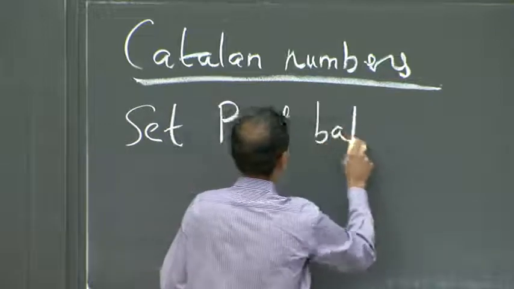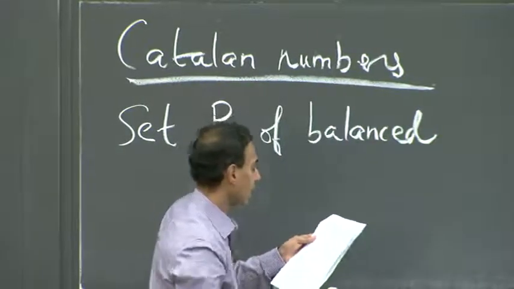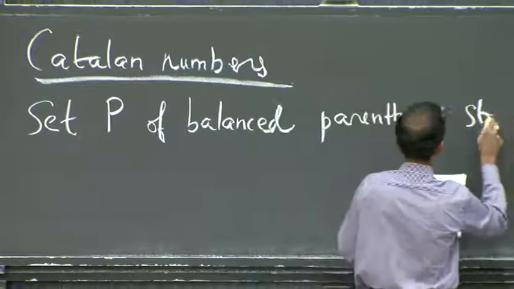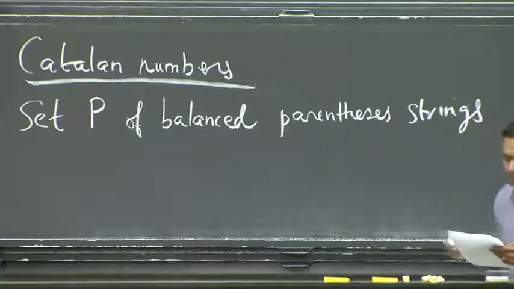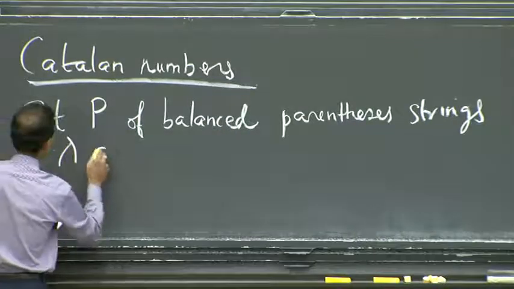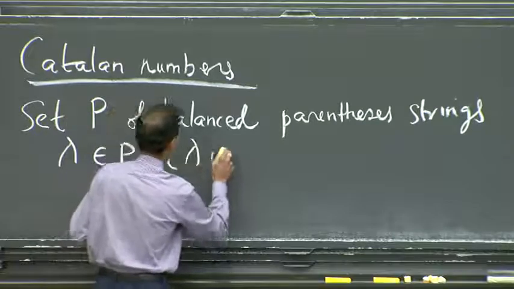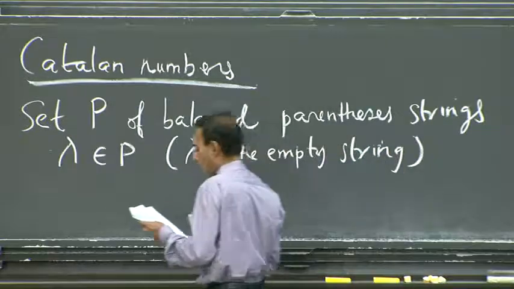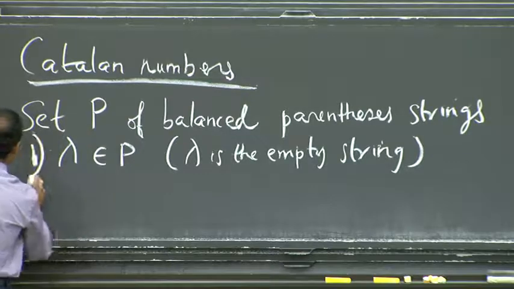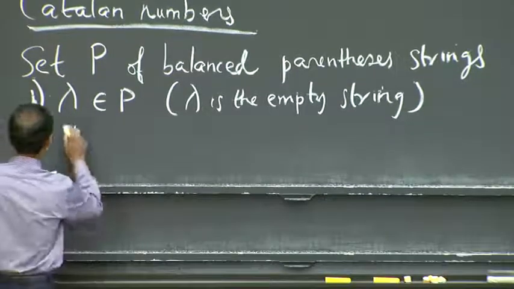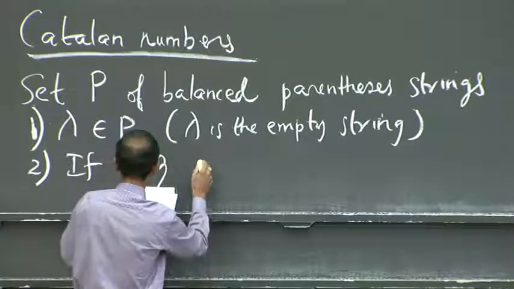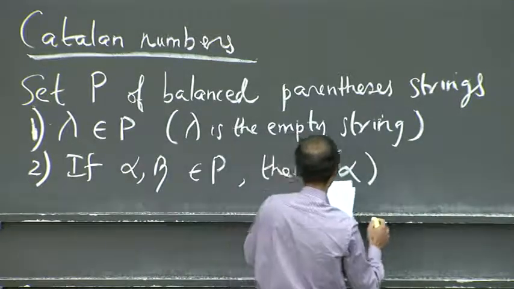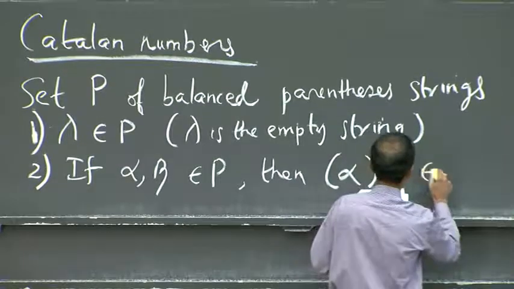You can think of them as representing the cardinality of the set P of balanced parentheses strings. And we're going to recursively define these strings as follows. We're going to have lambda belonging to P, where lambda is the empty string. And that's rule 1. Rule 2 is if alpha and beta belong to P, then I'm going to put an open paren on alpha, close paren, and then beta, and that belongs to P.